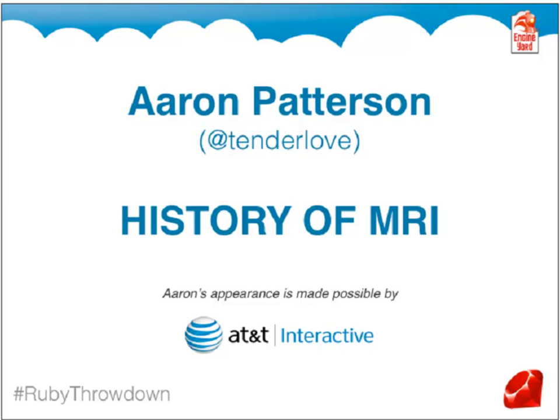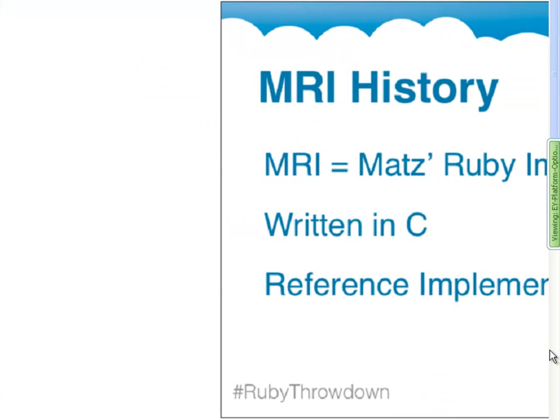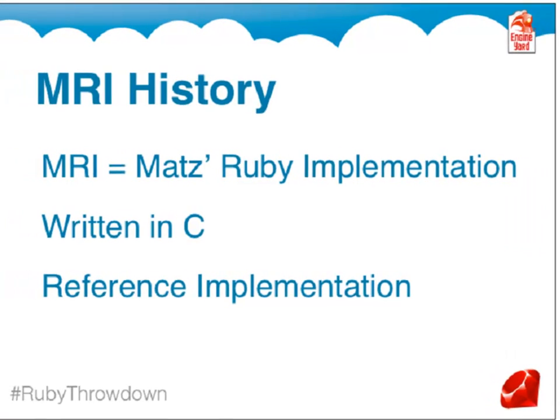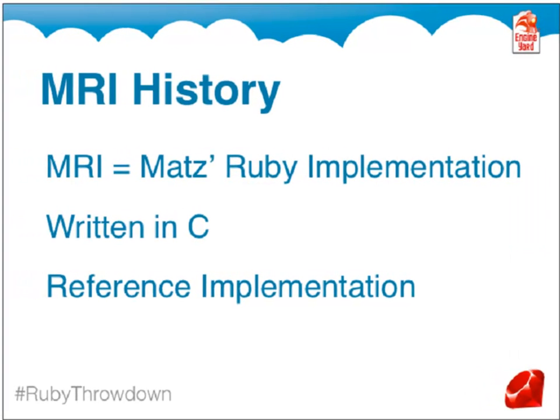And I'm going to talk a little bit about the history of MRI now. MRI stands for Matz's Ruby Interpreter. It is the canonical Ruby interpreter. It's written in C. First release was made in 1995. If you've used Ruby before, probably this is the Ruby that you've used. It is a reference implementation for all of the other Ruby interpreters.